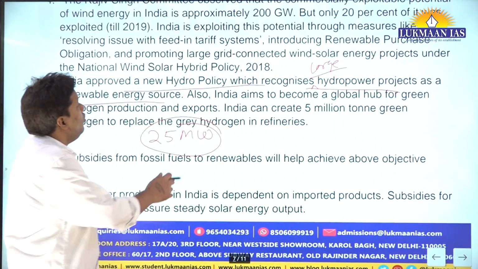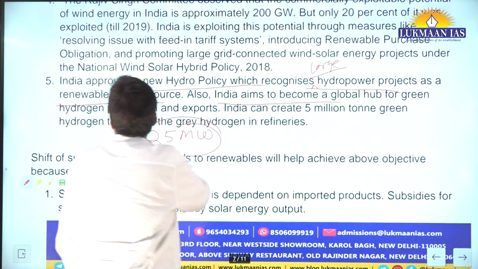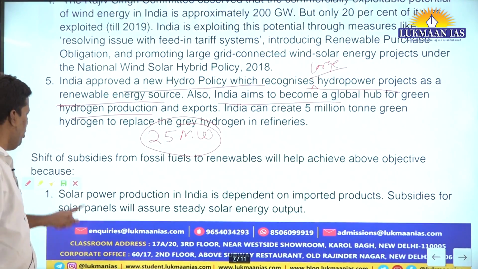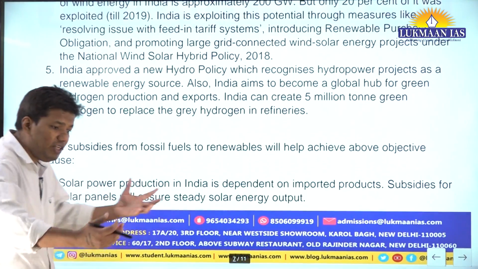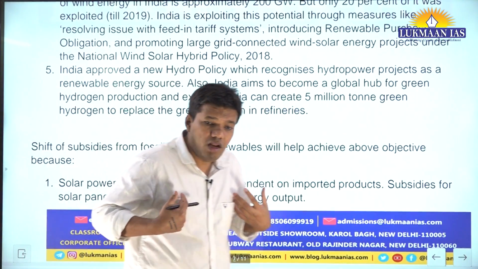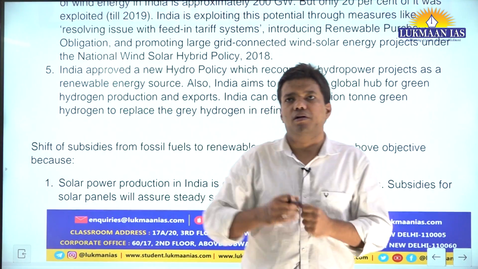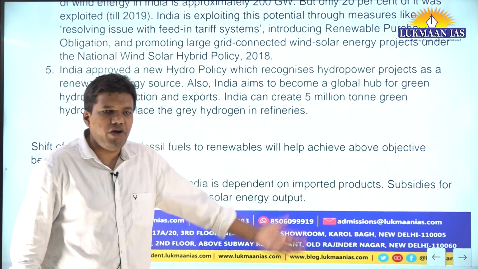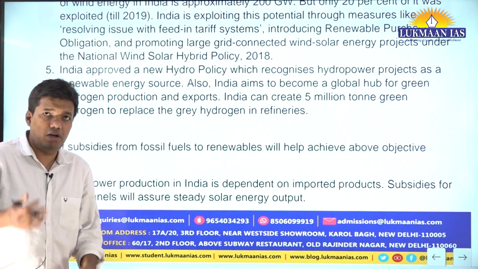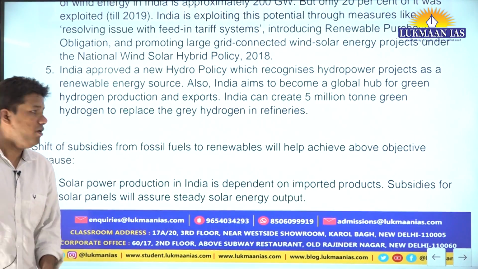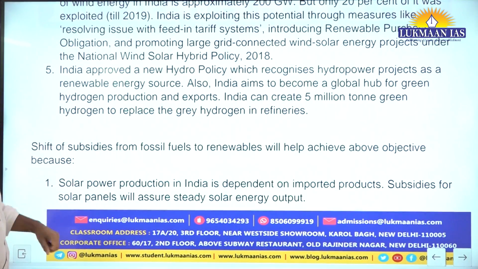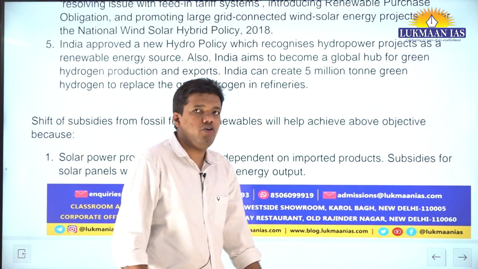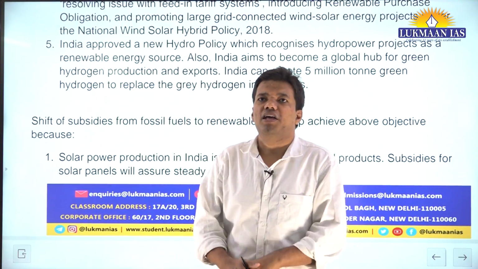Now, India also aims to become a global hub for green hydrogen. Generally gray hydrogen is used in refineries, and India is a large importer of crude oil as well as a large exporter of refined oil products. So how does it export? By refining: Mathura refinery, Vadodara refinery. Okay, so green hydrogen is used there. If you use green hydrogen, you will replace gray hydrogen, and so you will cut the emissions.